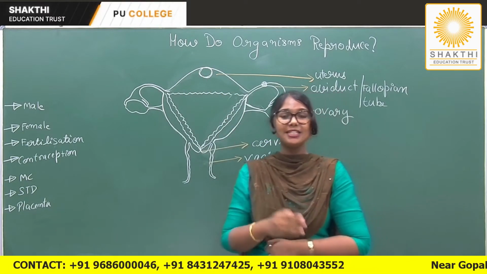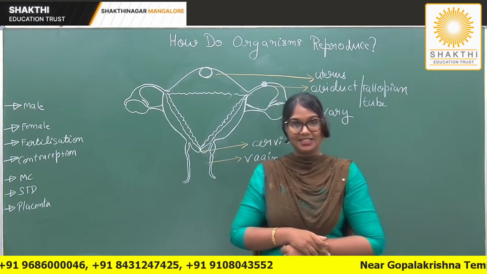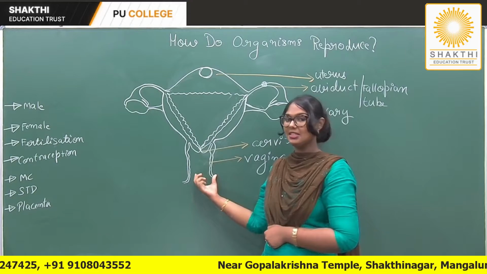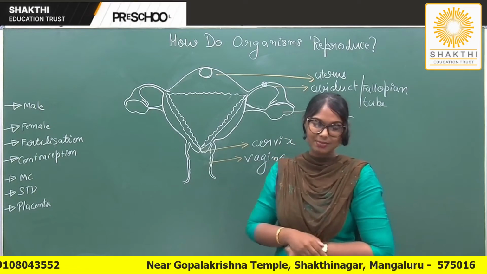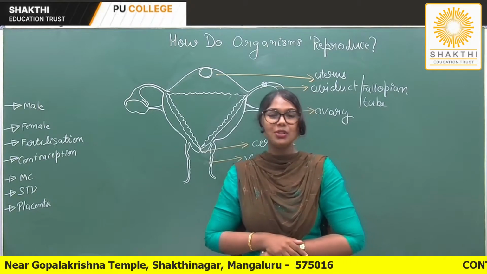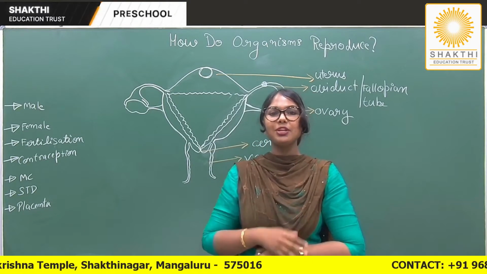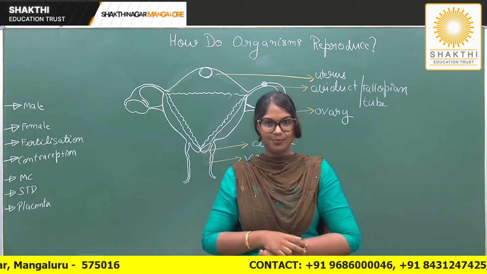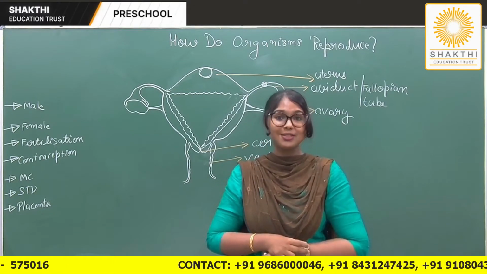The mother gets the pain. What happens next? The baby is then pushed out of the uterus. That is nothing but the delivery of the baby. In scientific terms, we call it parturition. So the baby is pushed out of the uterus because of the contraction of muscles of the uterus. And that is how a baby is born.